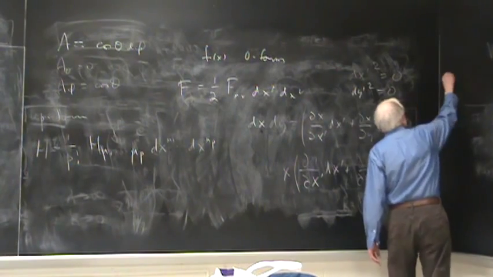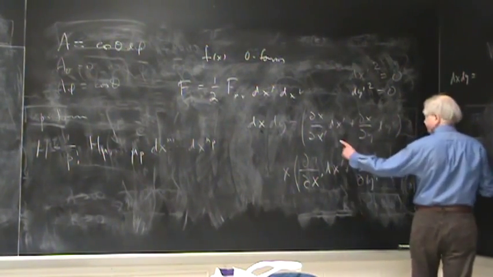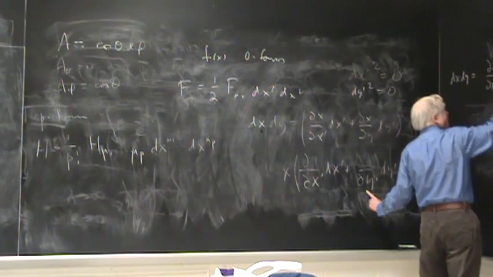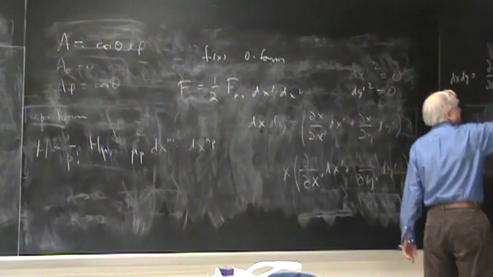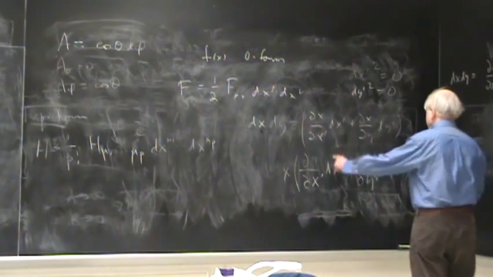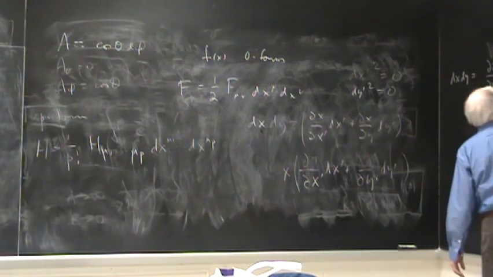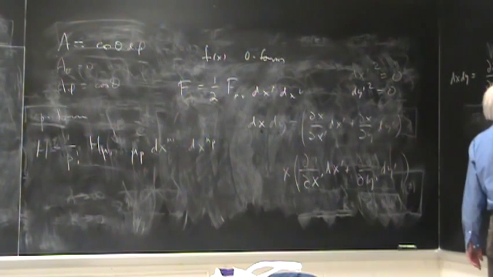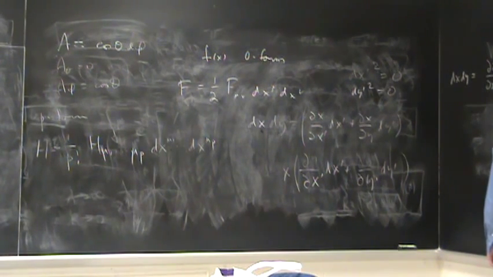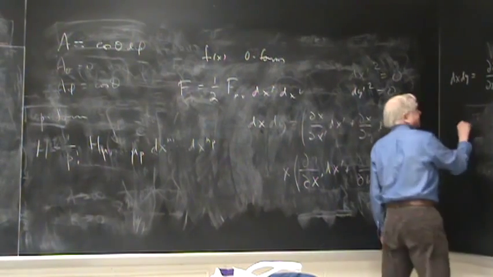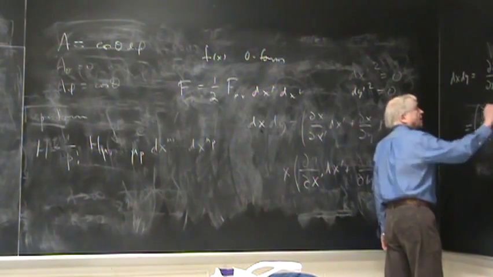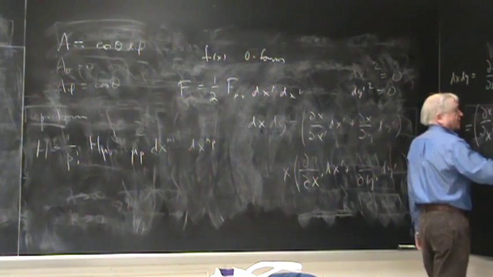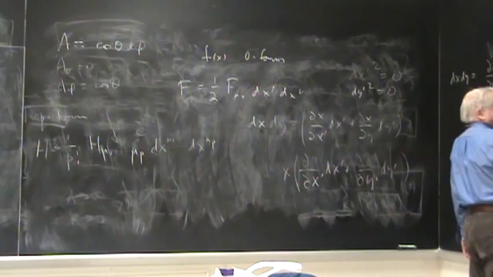And then this thing gives you dx dy equals partial x prime times partial y prime, dx prime dy prime. And then plus partial x, partial y, partial x prime, this prime I left out, dy prime, dx prime, and we rewrite that as partial x prime, partial y prime, minus partial x, partial y, partial x prime, dx prime, dy prime.